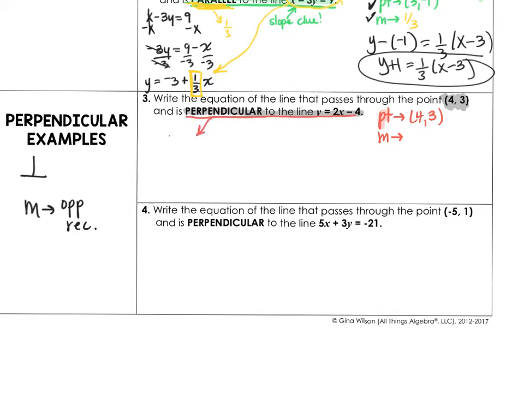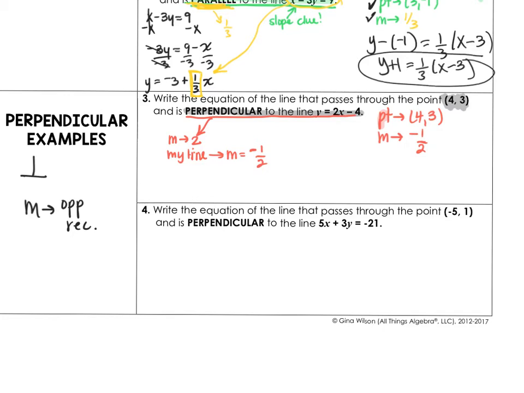Well, that line has a slope of 2, which means my line has a slope of negative 1/2, because the line that was given and the line I'm creating are perpendicular to each other. So again, I'm trying to build a line that goes through the point (4, 3), and the slope of my line is negative 1/2 because my line is perpendicular to the line that was given.